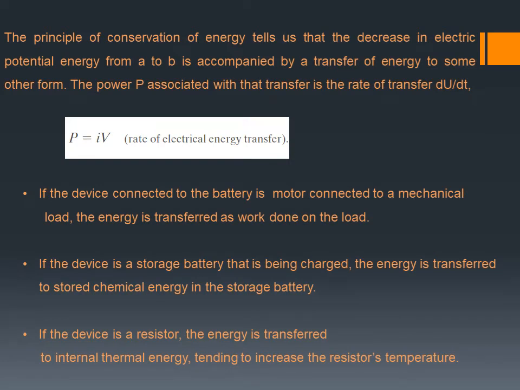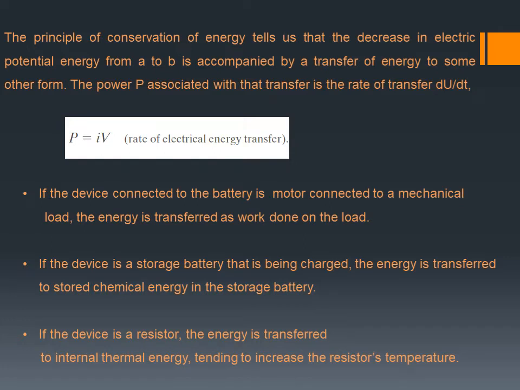Now, if the device connected to the battery is a motor, for example, then the motor is connected to a mechanical load, and the energy is transferred as work done on the load. Okay, and if the device is a storage battery, which is being charged as a result of connection to the source battery, then we say that the energy is transferred to stored chemical energy in the storage battery.